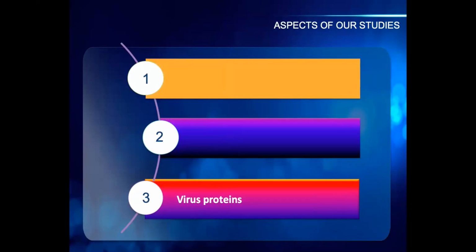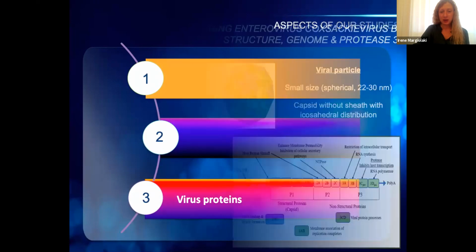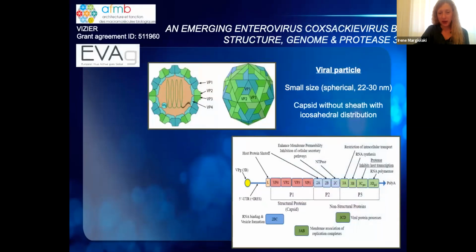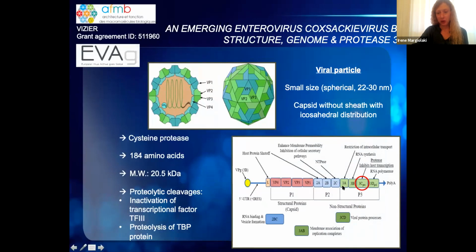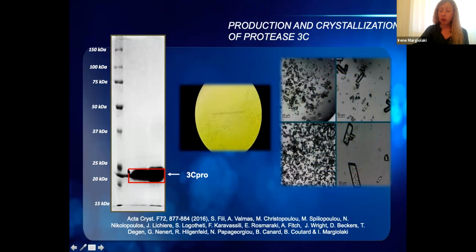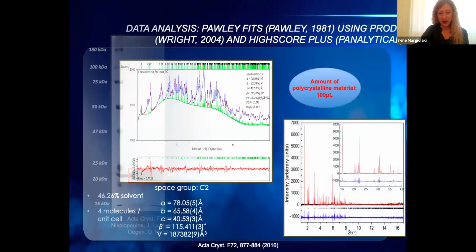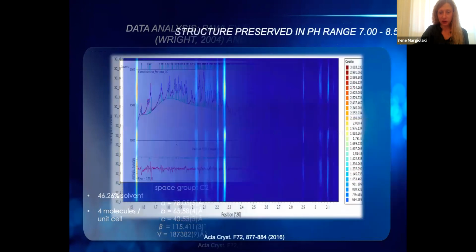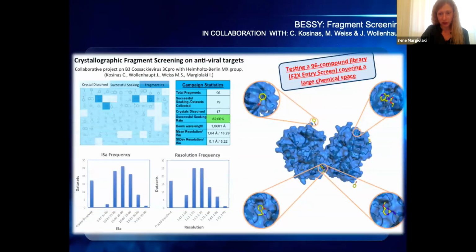Regarding a virus protein, I chose to show a protease coming from a virus called Coxsackie. The protease in the genome of the virus is here. The virus is shown here, an RNA virus. The protein was isolated, crystallized. I want to go to the important part. We did powder diffraction, but I want to show you something very, very hot right now, which is called fragment screening.